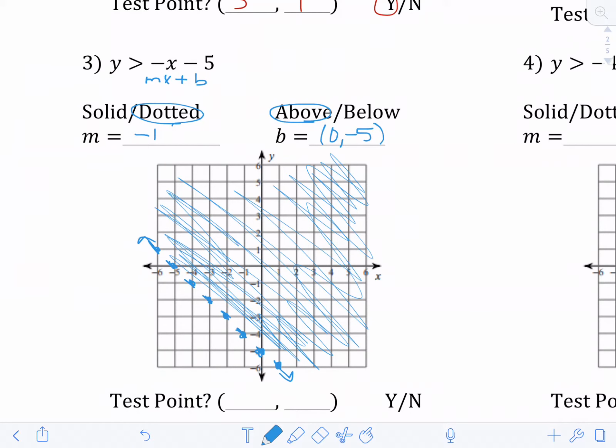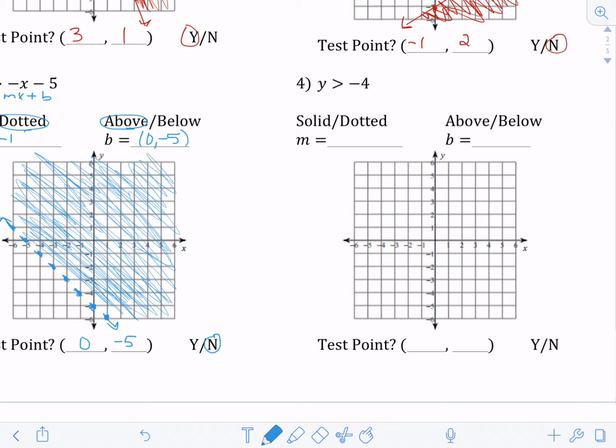So any point in this shaded region is a solution to this inequality. But if I pick the point, let's just do 0, -5, because that line is dotted, that is not a solution. Now, if it was a solid line, it would be.